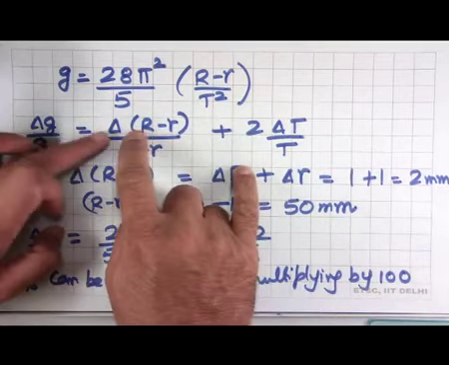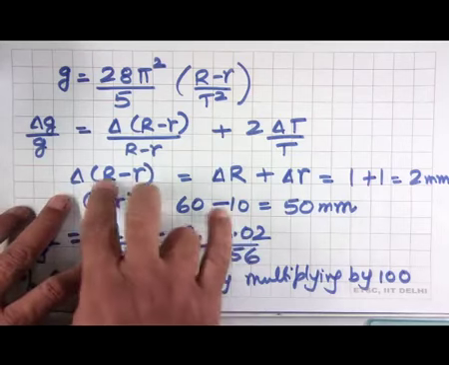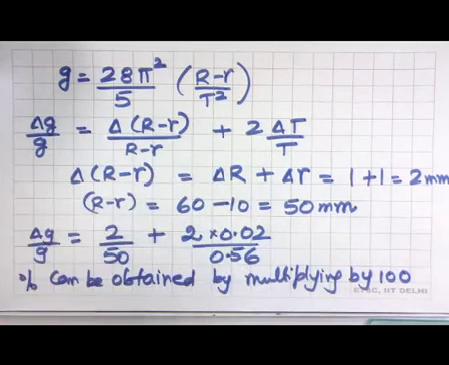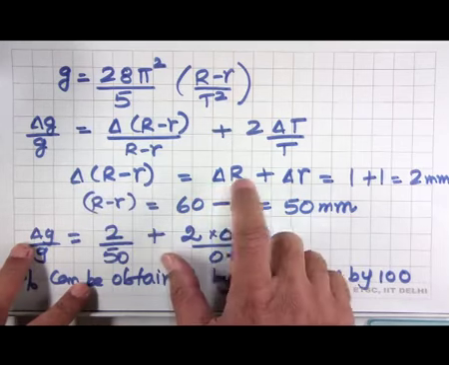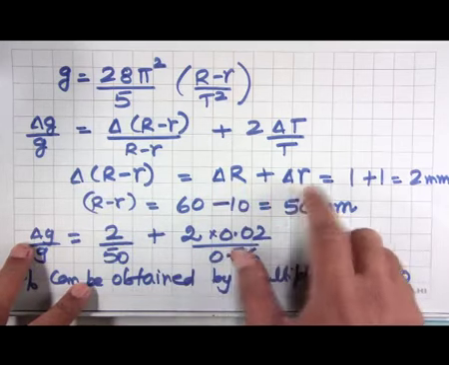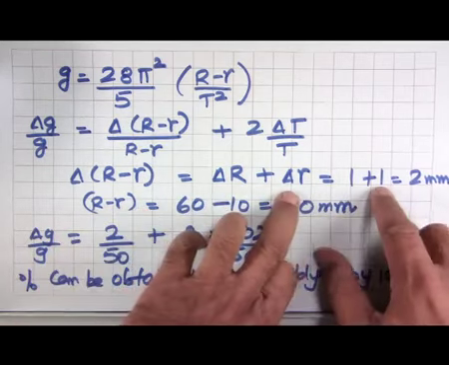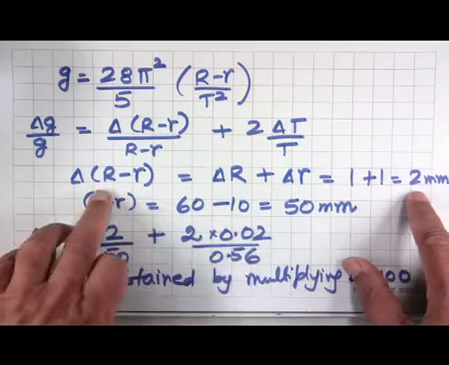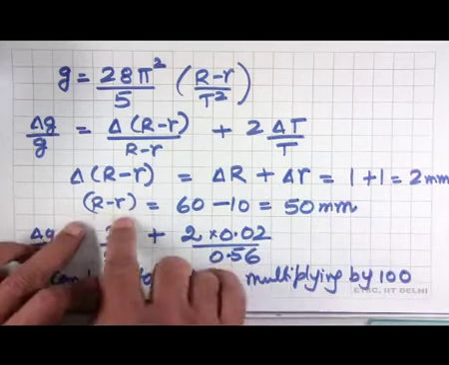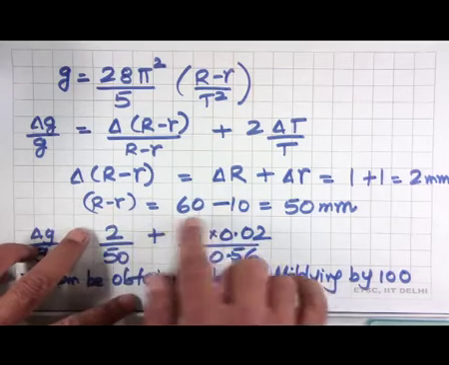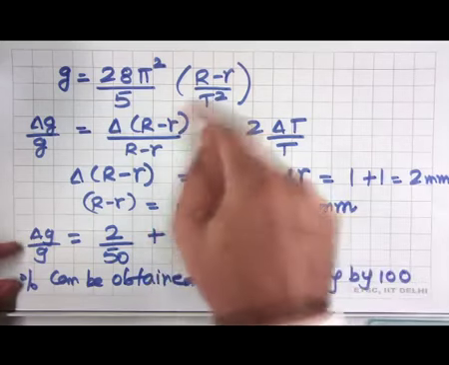Now, let us work out the error in R minus r. This is a quantity which is a sum or a difference. So, the error in R minus r will be equal to delta R plus delta small r, and delta R was given as 1 millimeter, delta small r was 1 millimeter. So, the total error in R minus r will be 2 millimeters, and R minus r was given as 60 minus 10, so this is 50 millimeters. So, we will put this in.